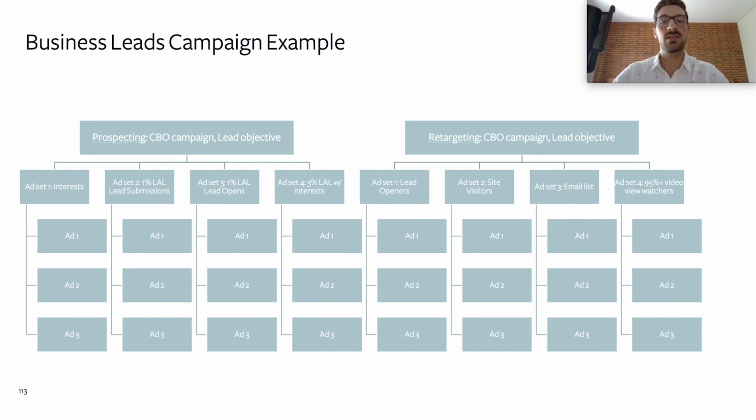My retargeting ad sets look a bit different as well. I'll be retargeting in the first ad set everyone who opened up a lead but didn't submit. And then if I happen to also have a website, I'll use that second ad set to target the site visitors. Again, I'll be leveraging an email list to retarget here and video view watchers.